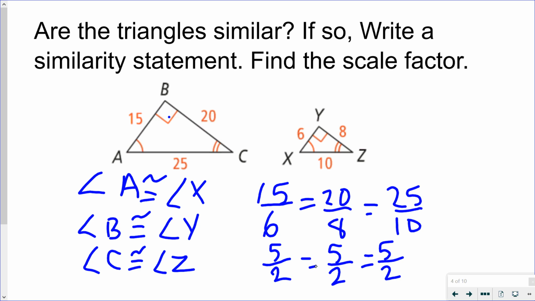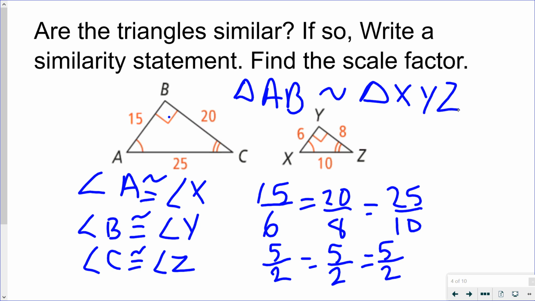And since all ratios are the same and the corresponding angles are congruent, then these two triangles are similar to each other. And the similarity statement would be triangle ABC is similar to triangle XYZ. And the scale factor is 5:2.